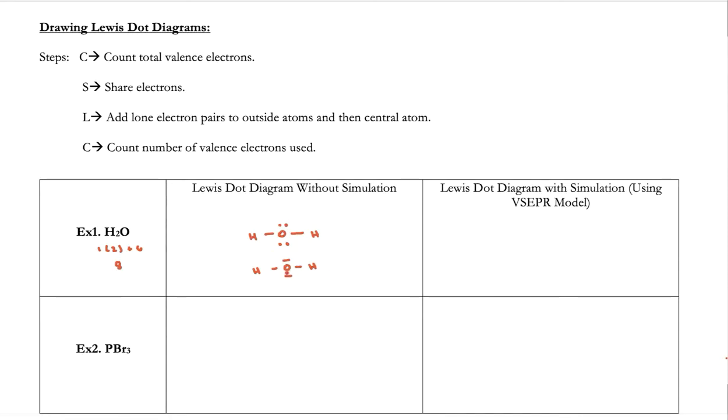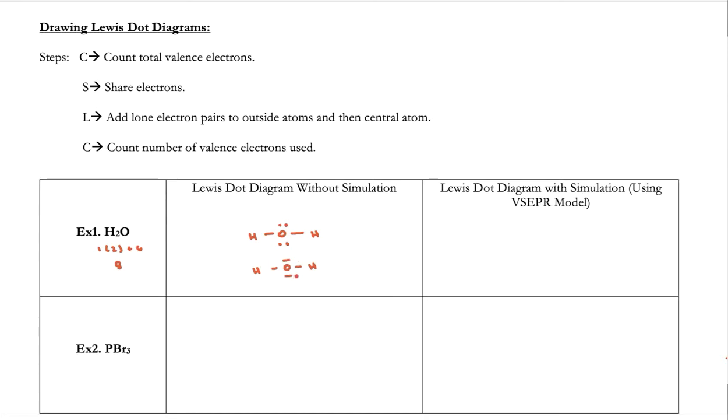So notice oxygen now has 2, 4, 6, 8 valence electrons. It is content. So I've finished the third step. The last step says count the number of valence electrons used. So I need to make sure I'm only using 8 valence electrons. If I'm not, I'm in trouble. So I've got 2, 4, 6, 8 electrons I'm using. I'm good to go. Now, this is just a generic drawing of my Lewis structure.